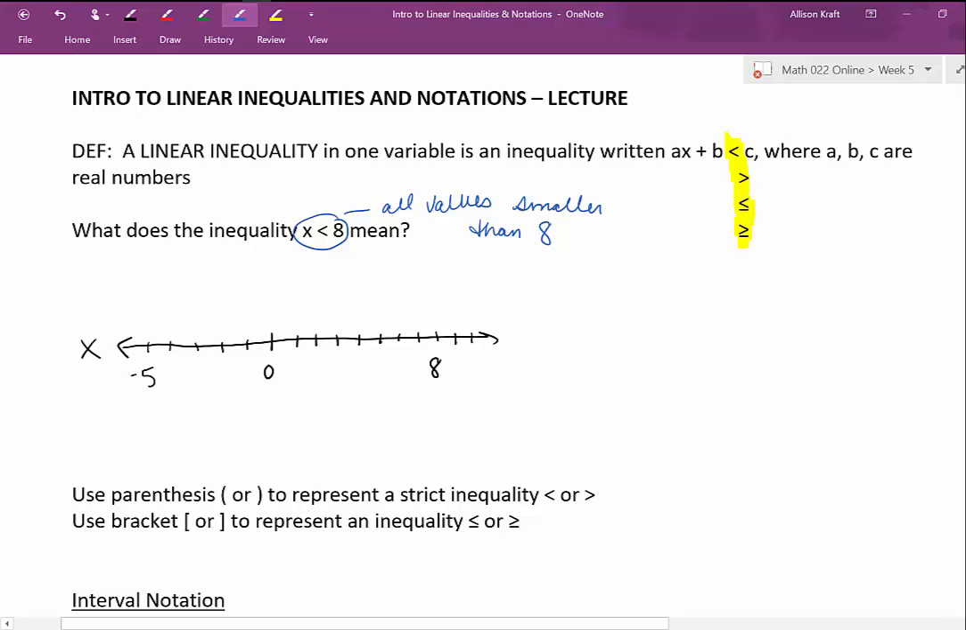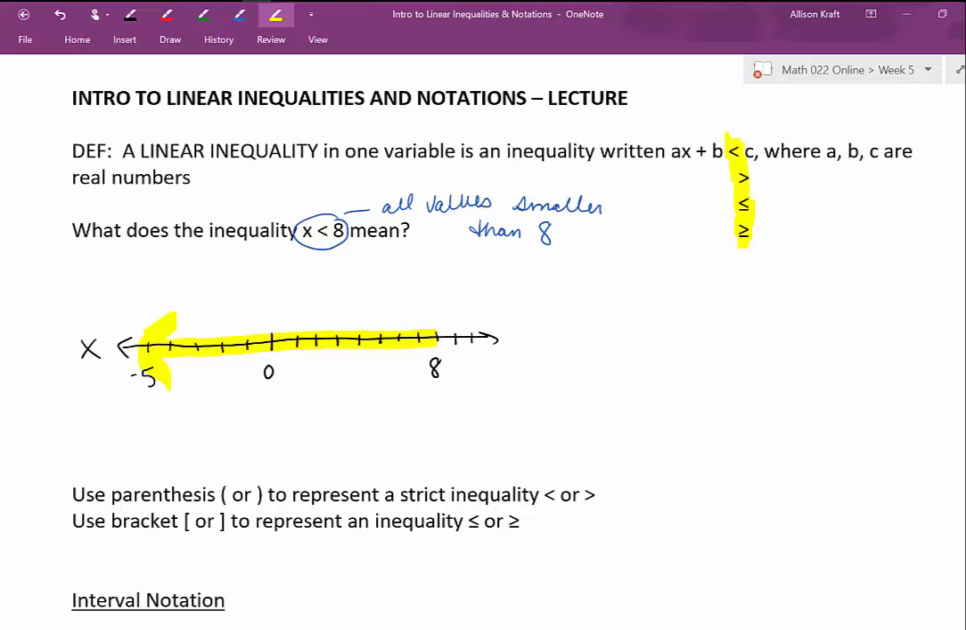We know that smaller numbers are farther to the left on the number line. So right here is 8. I want values that are smaller than 8. So that would be all of these numbers in this direction. And I'm putting an arrow here to indicate that I want to keep going forever.